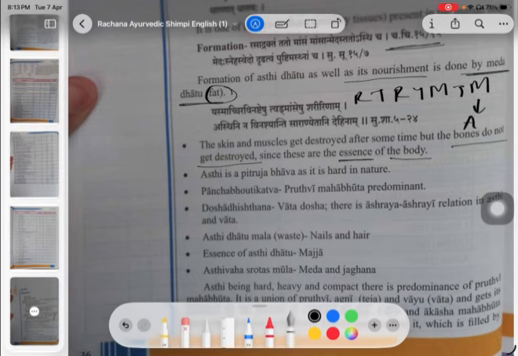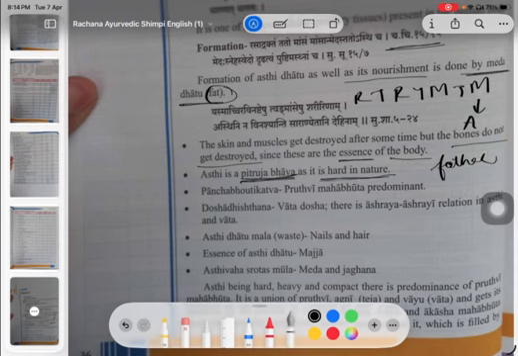Asthi is a Pitraj Bhav. Yes, whenever we study Garbh Shari or the formation of different dhatus of the embryo, of the fetus basically, then it is considered to be of Pitraj Bhav. We get our Asthi Dhatu from our father. Okay, so this is what it means, and it is hard in nature.